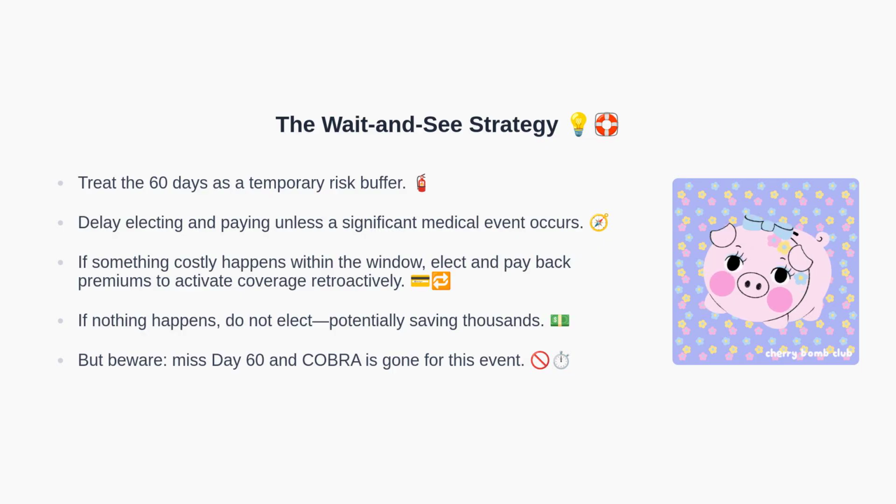This approach treats the COBRA election window as a risk buffer. Rather than paying immediately, you wait and watch. If a significant medical event occurs during the window, you can elect COBRA before the deadline and pay the back premiums to activate coverage retroactively. If nothing happens, you can forego enrollment entirely and save substantial money. However, this is a calculated risk that requires meticulous calendar management. If you miss the day 60 deadline, COBRA is no longer available for that qualifying event.